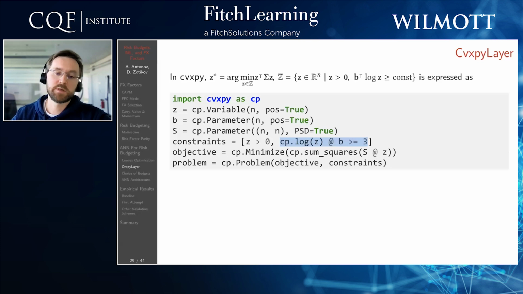Then you say that your objective function is the sum of squares of this matrix product, and you'd like to minimize it. And finally, you state your problem as the minimization of the objective function subject to the constraint you define.